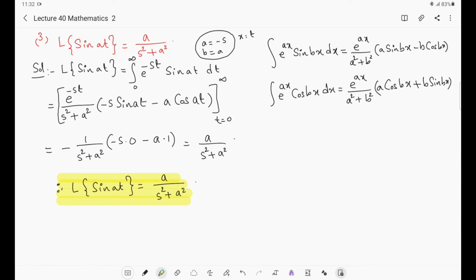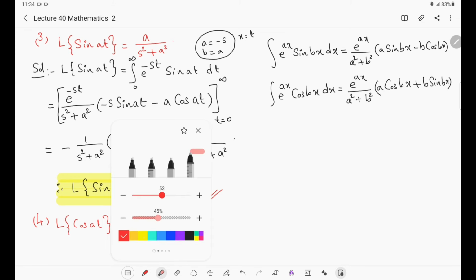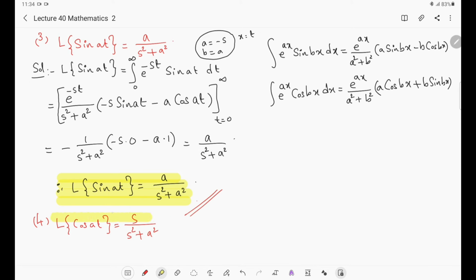Now the fourth one I am going to give you as homework. The fourth one is the Laplace transform of cos at, which is given by s by s² + a². This is the fourth formula. See, the third formula is the Laplace transform of sin at equals a by s² + a². For cos at, instead of a we are having s here, s by s² + a². This problem you can take as homework.